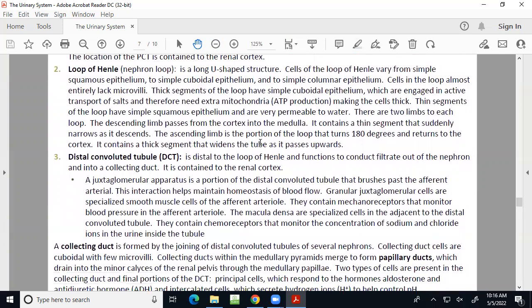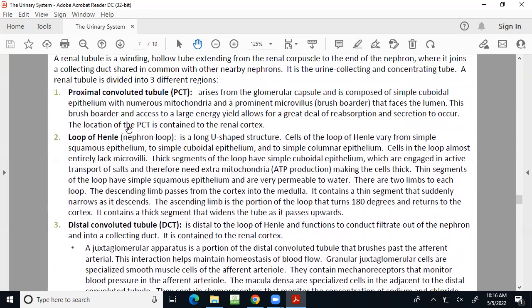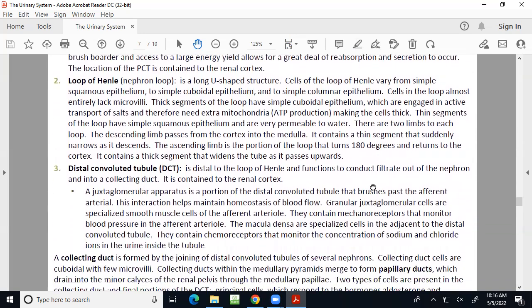The cells of the loop of Henle can vary from simple squamous epithelium, which means that there's only one layer of flat, tile-like cells. In other places, you'll find simple cuboidal, which means there's one layer and the cells are cube-shaped. And in some places you'll even find simple columnar, which means one layer and they're tall column-shaped cells. In all those cells, though, typically you're going to find that they lack microvilli, those little finger-like extensions that you found in the cells of the PCT.